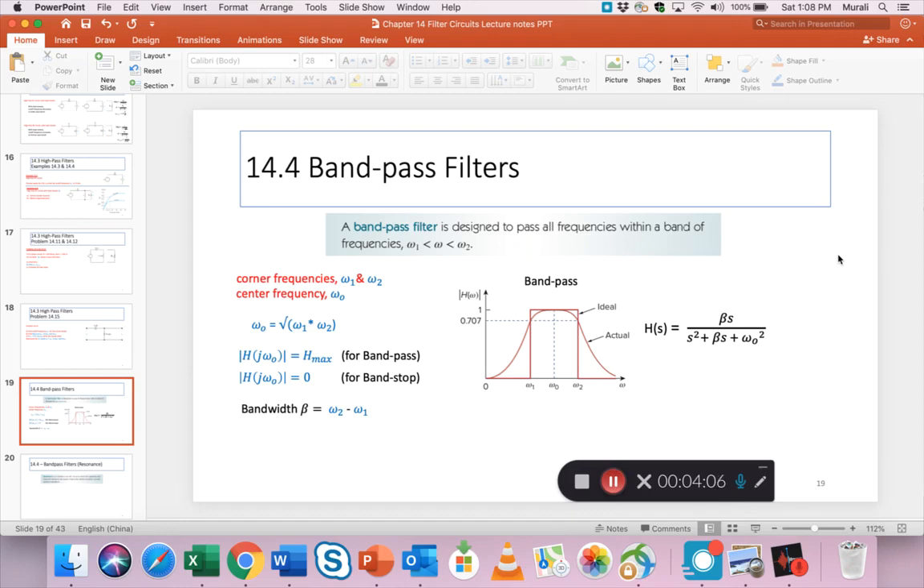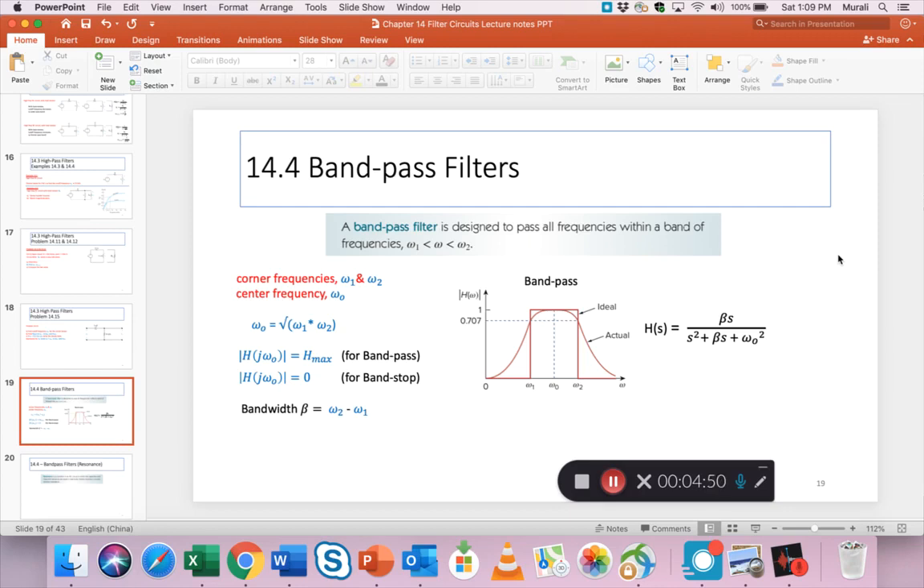So what is a band pass filter? This is section 14.4 in our textbook. A band pass filter is designed to pass all frequencies within a band of frequencies. Not too difficult to understand, but there is a definition. The band is generally shown with a lower limit of omega 1 or omega C1, C meaning cutoff. Some textbooks will use C1, some will just use 1. Similarly, on the high side, you have omega 2 or omega C2.